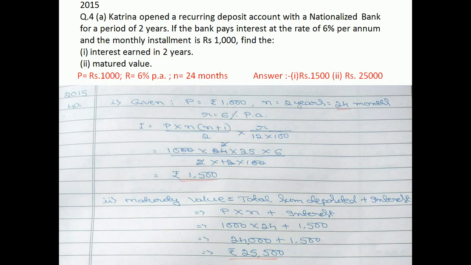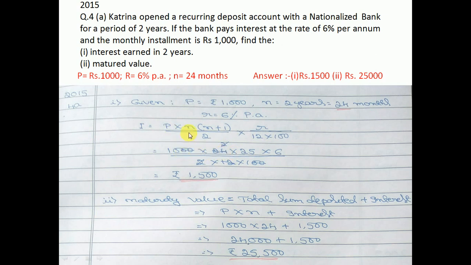Interest, as we discussed before: principal is given, time should be in months, N is 24, rate is 6%. Hope you remember the formula. Interest is equal to P into N into N plus 1 by 2 into R by 12 into 100. Please memorize. Without that, don't continue. Pause and memorize the formula. Then substitute the values.